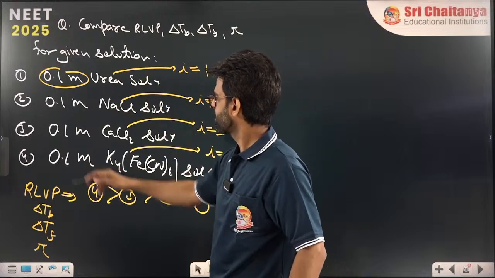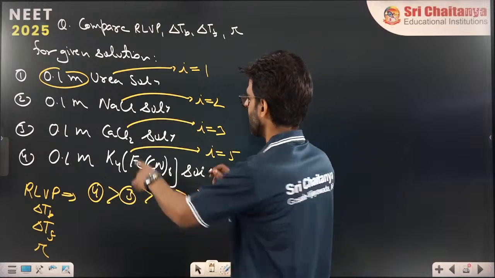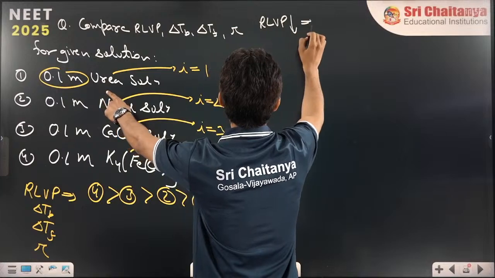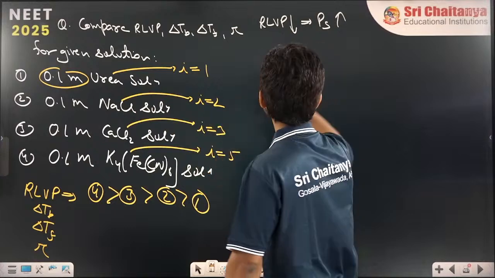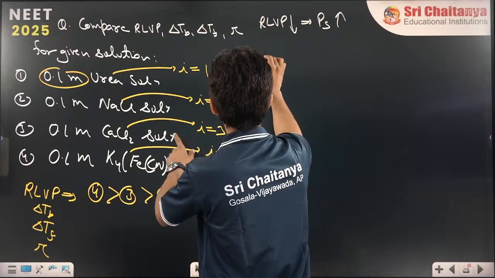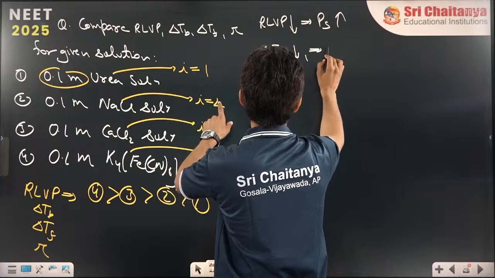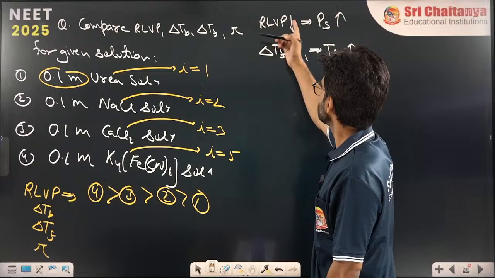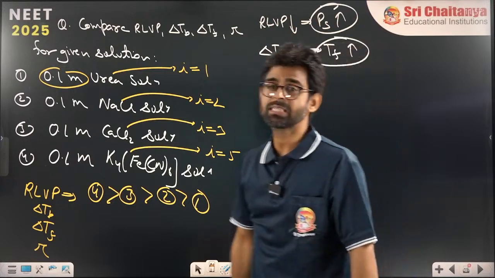But now if by chance they change the question, they ask which one of these has the highest vapor pressure? You see, RLVP is minimum here. Now in first case, RLVP will be what? Minimum. So here vapor pressure is maximum. So first is the answer. If they ask which one has the highest freezing point, I can say in first case delta TF is minimum. So definitely delta TF minimum means TF highest. So first will have highest vapor pressure and highest freezing point.